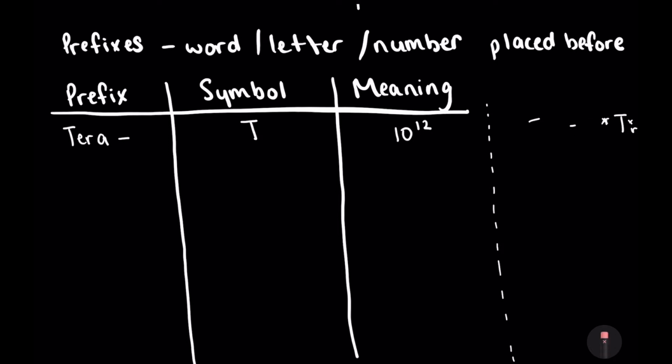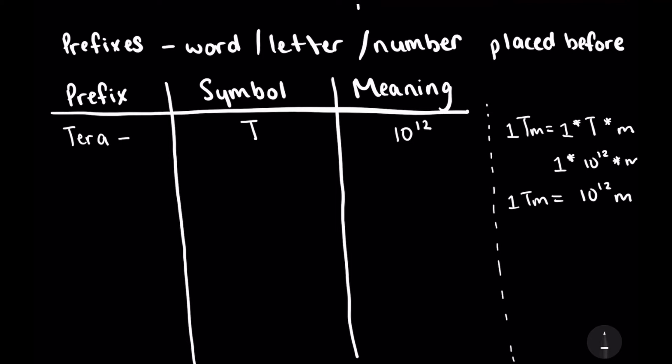And actually, let me write that more clearly. So if I have 1 terameter, what that is telling me is that I have 1 times a tera times a meter. And what my tera represents is 10 to the 12. And so 1 terameter means 10 to the 12 meters, right? So I won't do that for every single prefix, but that's the gist of what the prefix is doing.